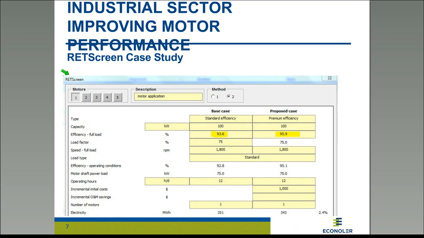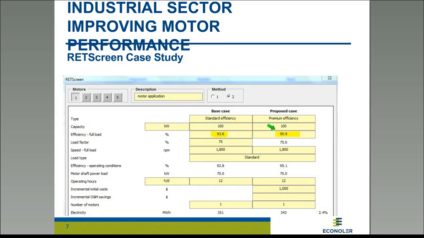RETScreen is a free software offered by the Canadian government, and it can model complete buildings or also individual systems. So in this case, that's the input sheet for a simplified motor system. We see that we have only a few parameters to give to the system. So what is the base case efficiency of the motors? That's based on generic curves. We just specify that the motor is standard efficiency in the base case, and it will be compared to a premium efficiency in the proposed case.